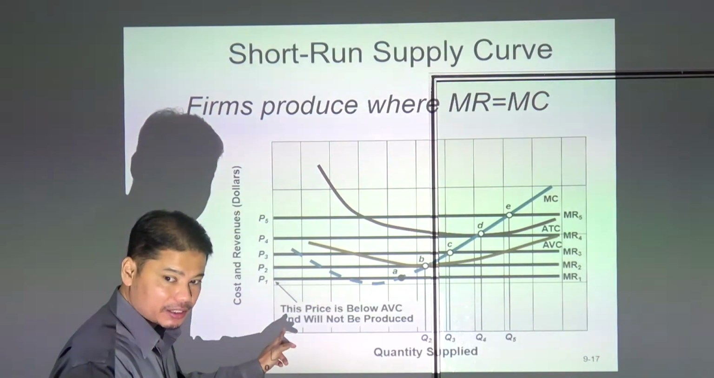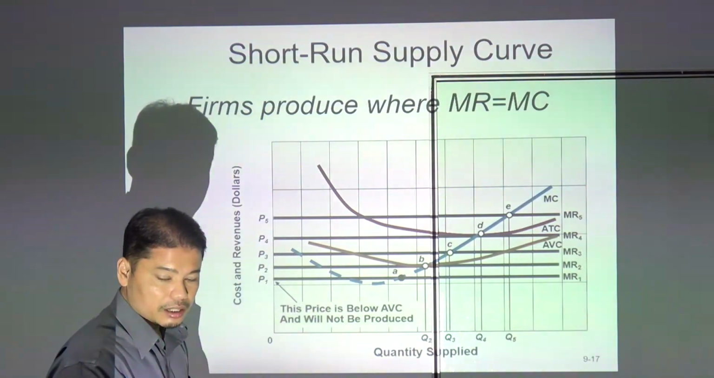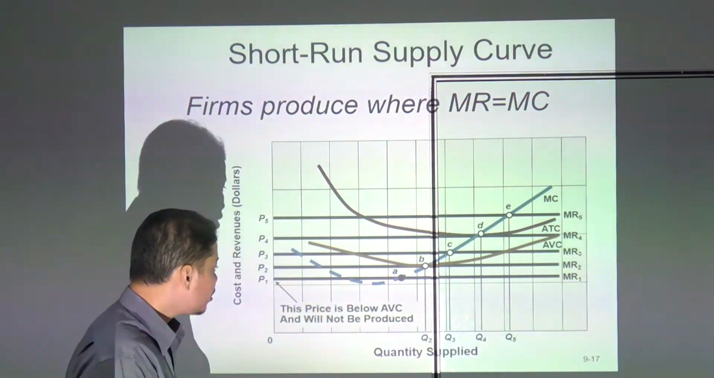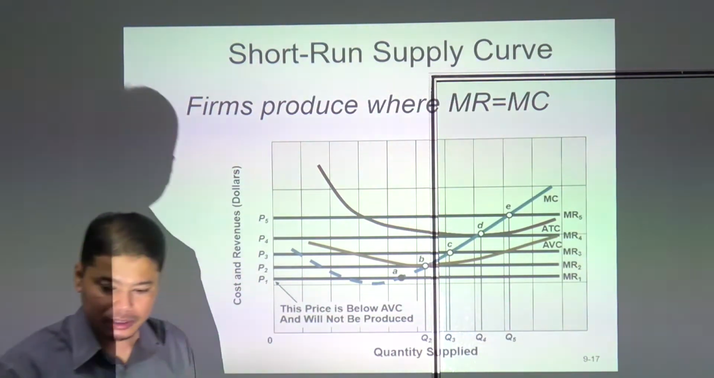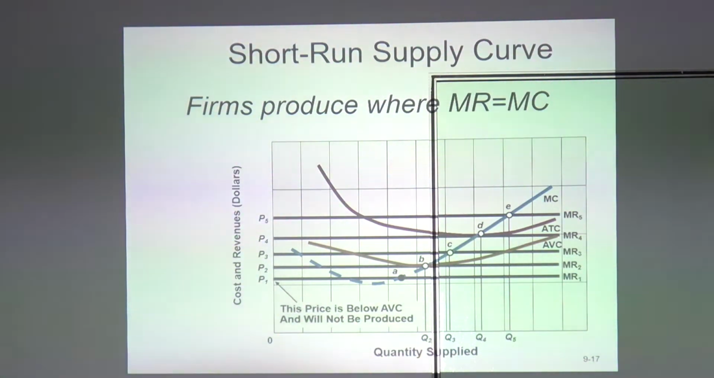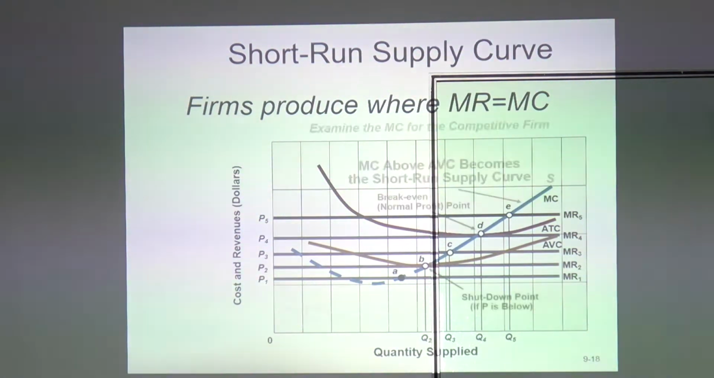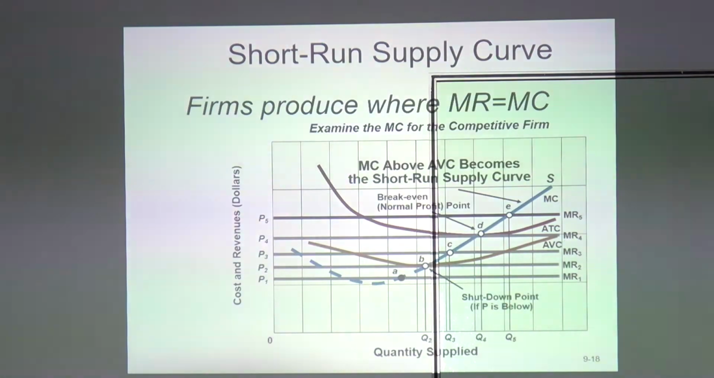So the portion of the marginal cost curve which is above average variable cost is the supply curve. Anything below average variable cost is not part of the supply curve. In other words, the supply curve of a purely competitive firm is represented by the portion of the marginal cost curve which is above the average variable cost curve, as shown by points B, C, D, and E there.